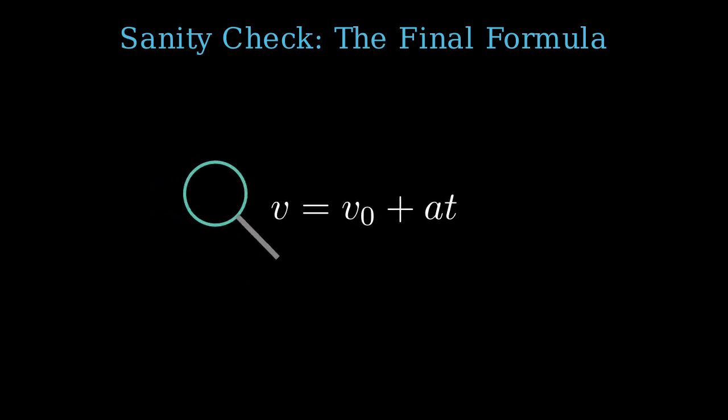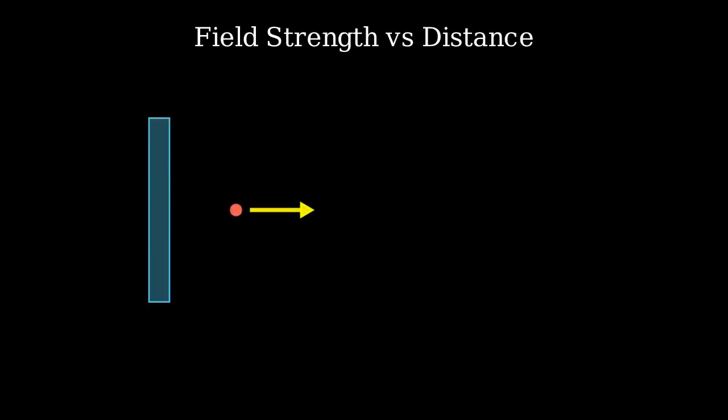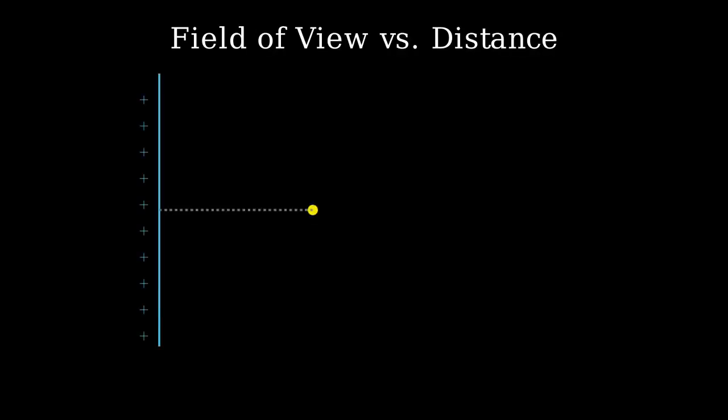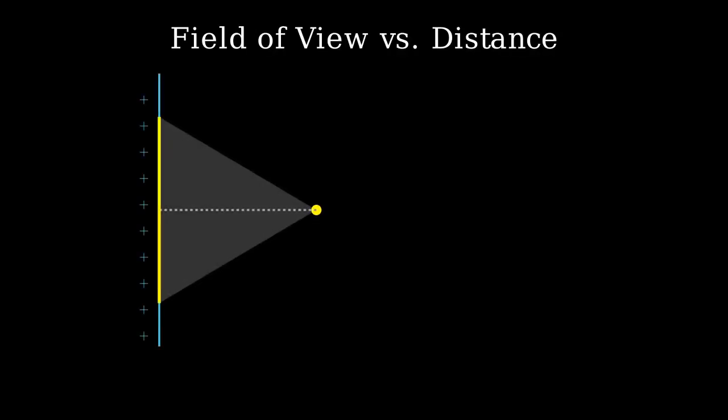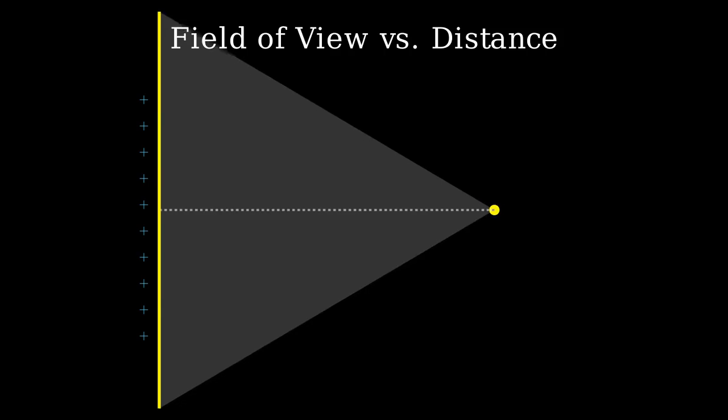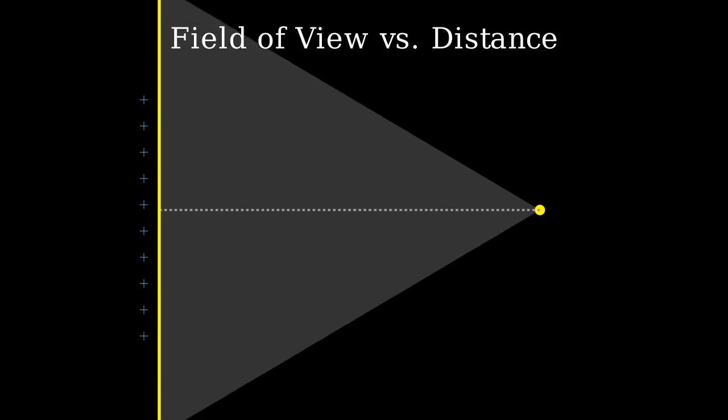Let us do a quick sanity check. Look closely at this final formula. Do you notice what is missing? There is no letter R or D for distance. The electric field is exactly the same whether you are 1 millimeter away or 1 mile away. Why does that make sense? Because as you move further away, your field of view widens, exposing you to more of the infinite charge, which perfectly balances out the fact that you are further from the surface.